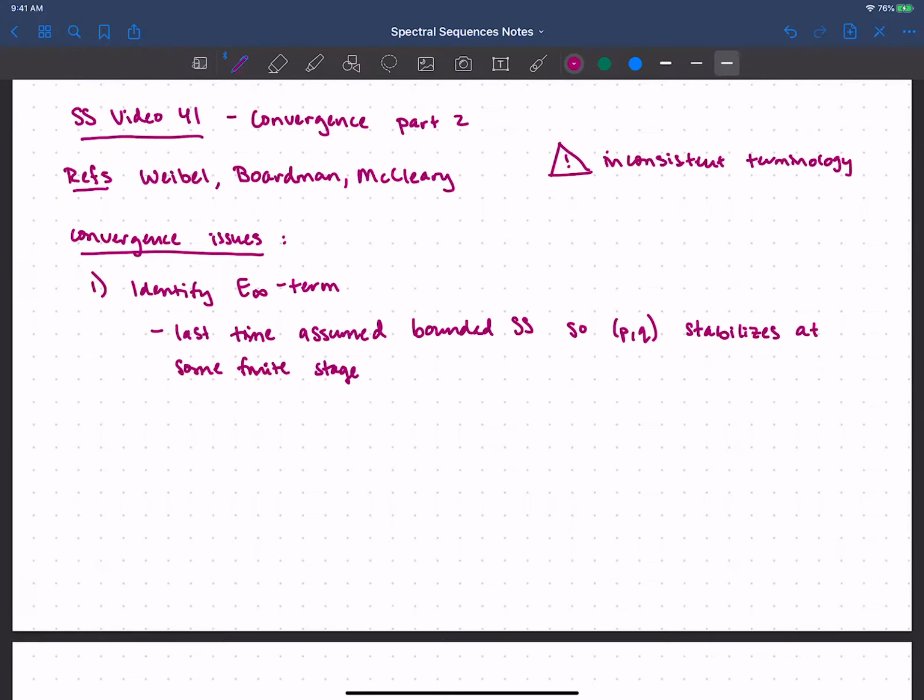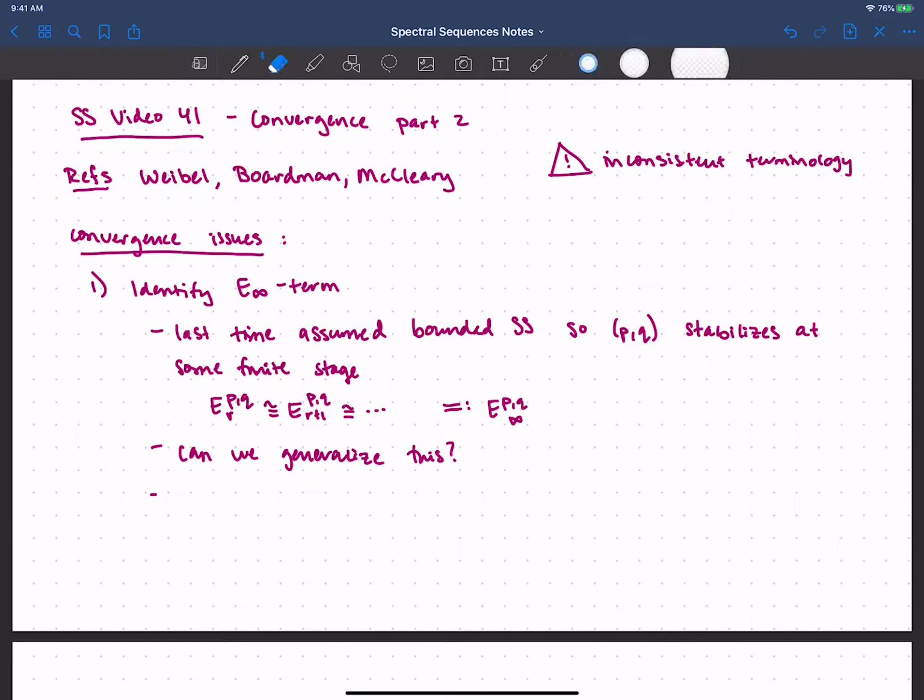And so that's going to tell us that we look at E_r^{p,q} for some large r, and it's going to be isomorphic to E_{r+1}^{p,q}, and the whole point was that this happens at some finite place. And so whatever this value is, we'll call E_infinity^{p,q}. And then I think we checked that that agreed with other definitions of E_infinity^{p,q}. But one of the first questions we might have is, can we generalize this? Do we need each spot to stabilize, or can we do better? Or have looser conditions, I mean.